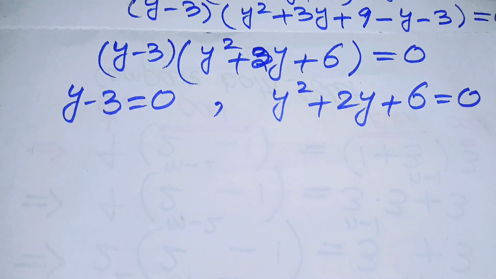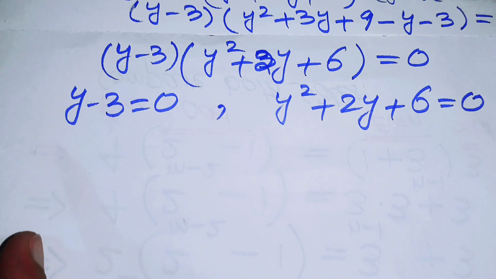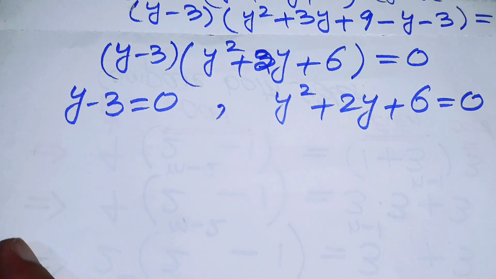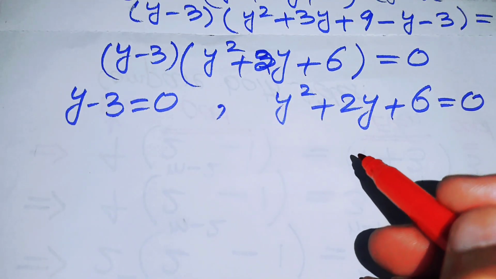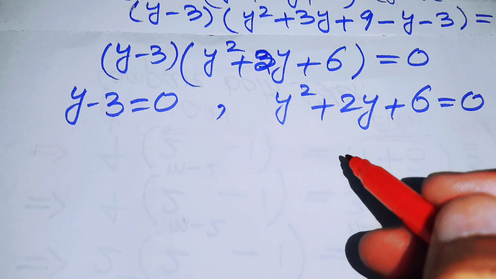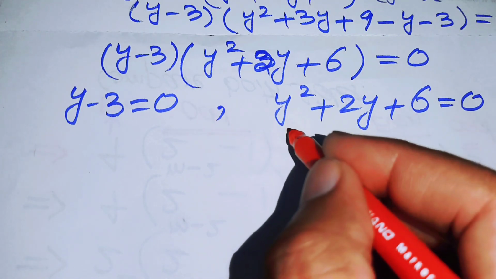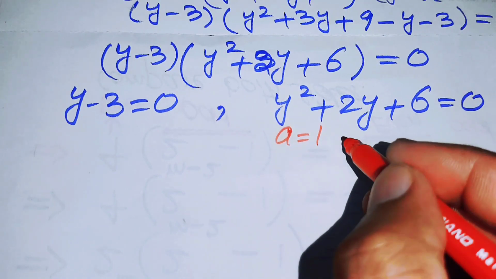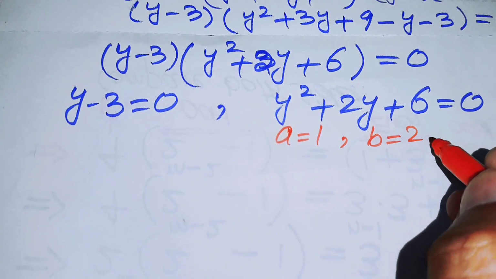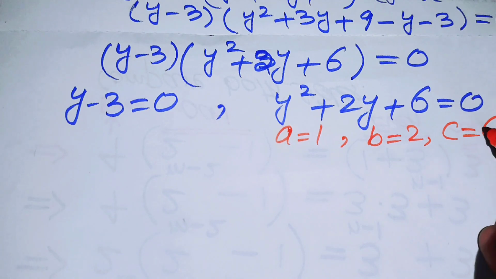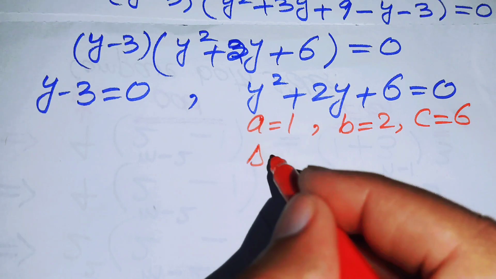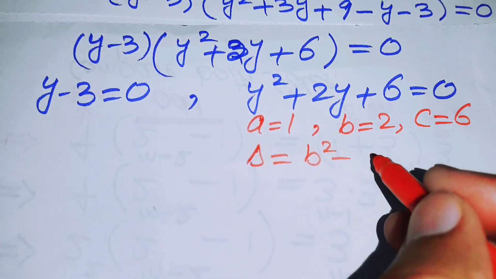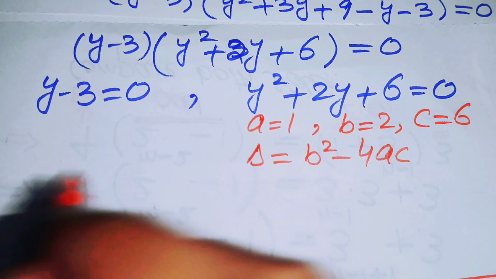And at the start of the question I said that we need to solve this problem for the real roots only. So here we need only real roots. So now we can first check whether this quadratic equation has real or complex roots by using the discriminant formula. So now you know about the discriminant formula. Here we have a = 1, b = 2, and c = 6, and our discriminant formula is delta = b² - 4ac.